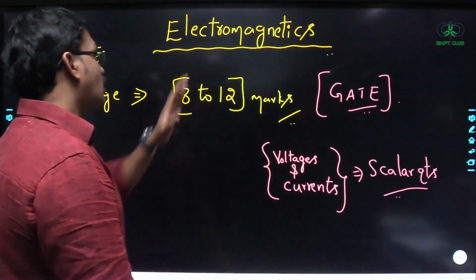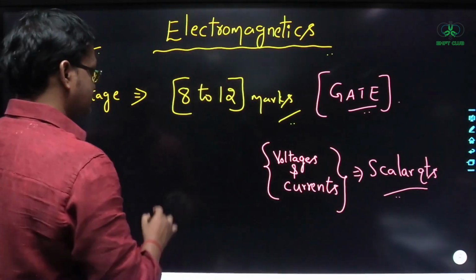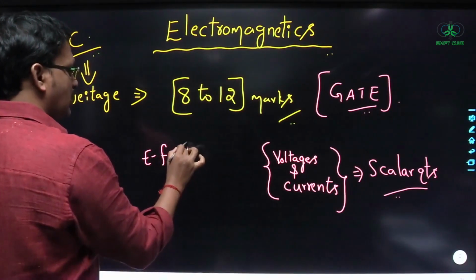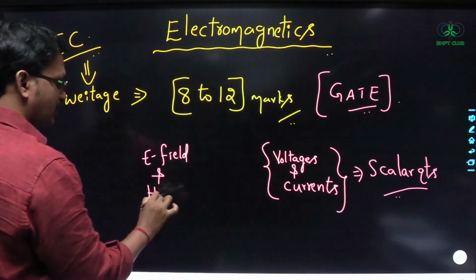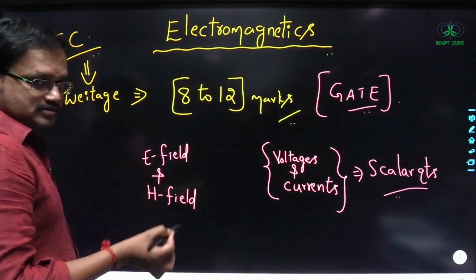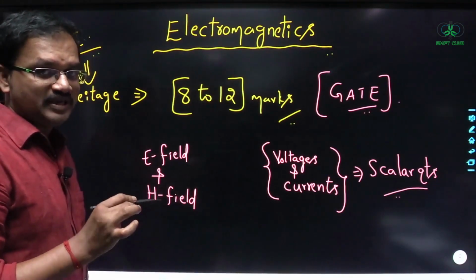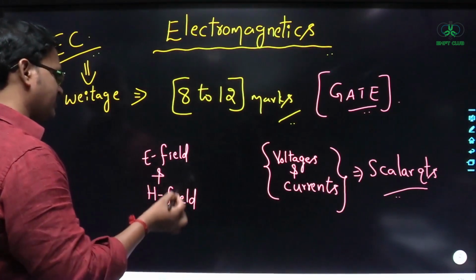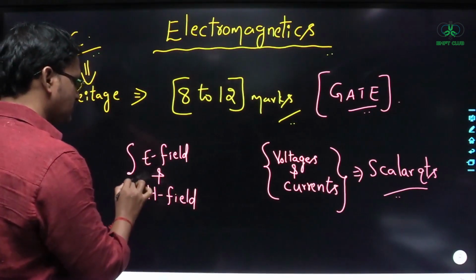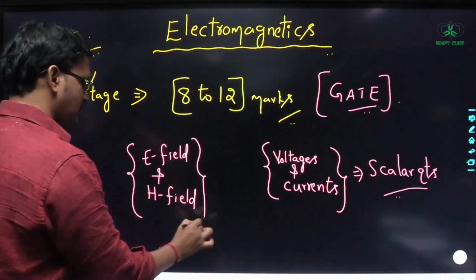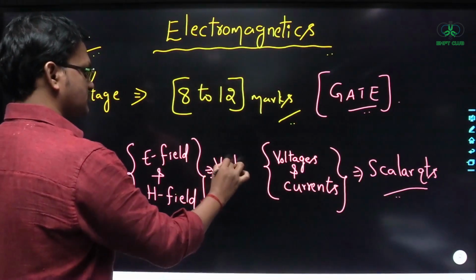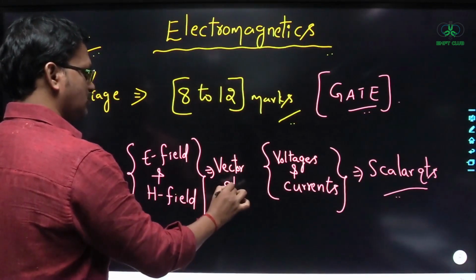Whereas coming to our subject, electromagnetics, here we are going to deal with the electric field and the magnetic field. The magnetic field I will generally represent with the H field, or sometimes with the B field. I will explain each and everything as we proceed into the subject. So we are going to deal with the electric field and H field, and these are nothing but vector quantities.